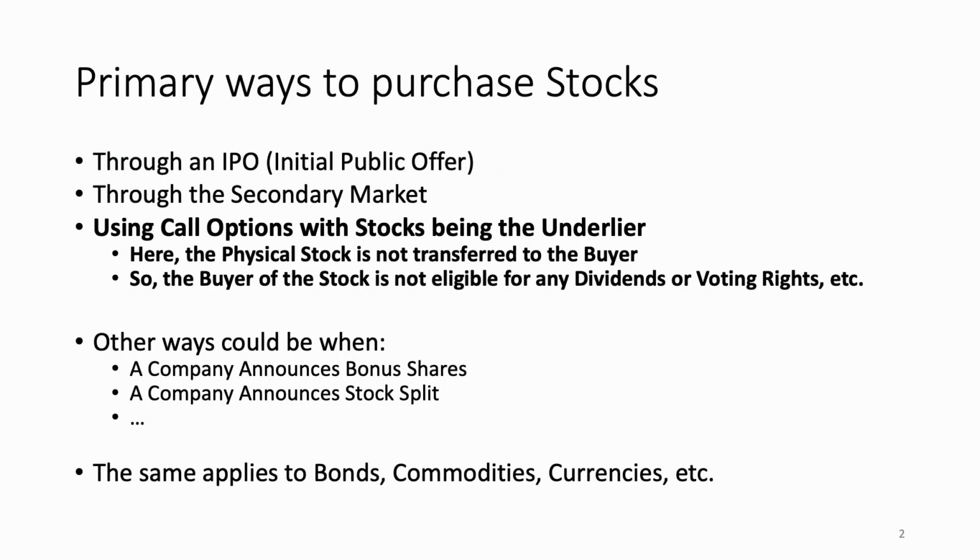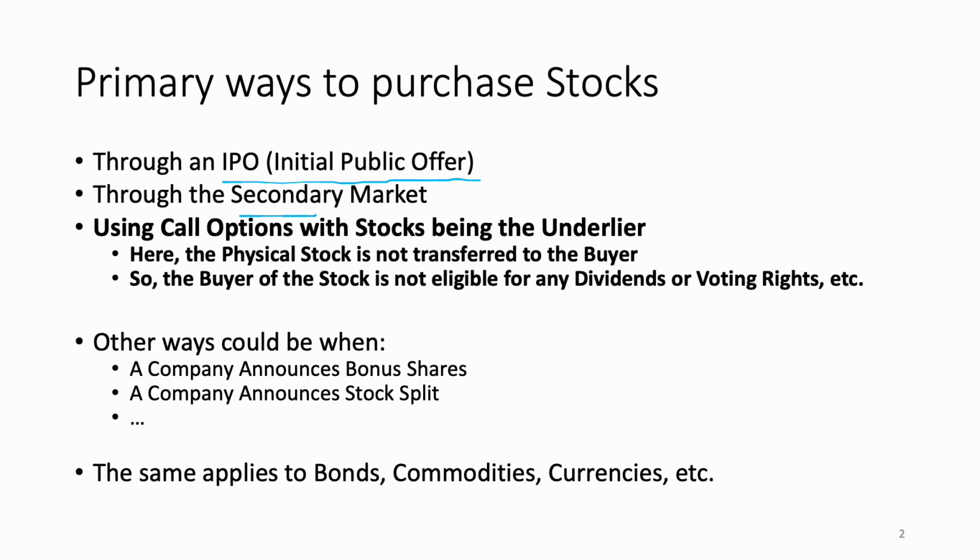Let us consider stocks as our example to understand the difference between trading in stock directly and through an option. Now, the way to buy a stock is I can buy it through an initial public offering or IPO. So when a company announces an IPO, I can buy through the IPO. Or if the stock is already trading in the exchange, I can buy through the secondary market. That is, I can go through a broker and purchase the stock from the exchange from another seller who is interested in selling the stock.